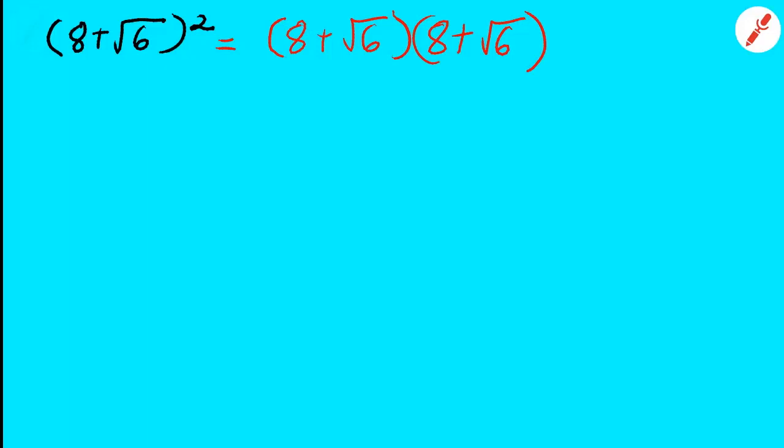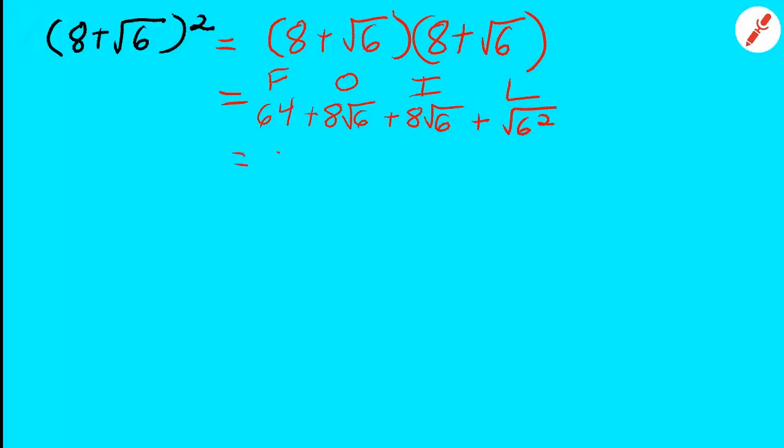I don't know if I said that right, so let me say it again. 8 plus the square root of 6 times 8 plus the square root of 6, and we are going to have to FOIL this. So, first, outside, inside, last. I'll have 8 times 8, which is 64, plus 8 times the square root of 6, plus 8 times the square root of 6, plus the square root of 6 times the square root of 6 is what? It's the square root of 6 squared.